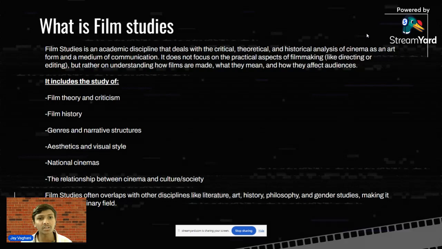It includes the study of film theory and criticism, film history, genres and narrative structures, aesthetic and visual style, national cinemas, and the relationship between cinema and cultural society. Film studies often overlaps with other disciplines like literature, art, history, philosophy, and gender studies, making it an interdisciplinary field.